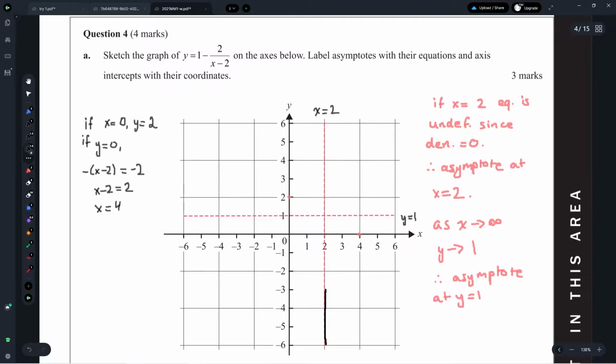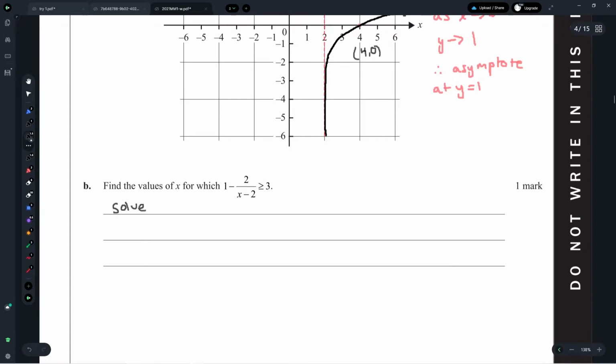And then we solve for when y equals 0, which I did just there. And when you're drawing the graphs, the most important thing to consider is that you don't draw multiple lines when you're sketching it. You just draw one smooth line. Otherwise, you'll get marks off for that. And make sure you include your axis intercepts.